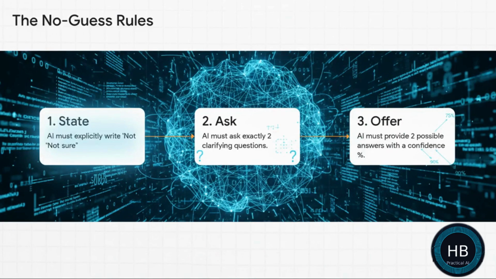The rules here are incredibly simple. When the AI isn't 100% sure, it has to do three things. First, it has to literally write, "not sure." Second, it has to ask you exactly 2 questions to get more clarity. And third, it has to give you 2 possible answers, each with a confidence score. This simple process forces precision and just ends all that vague nonsense for good.